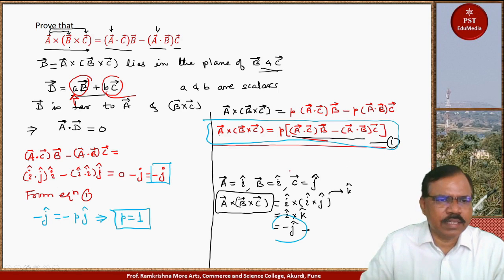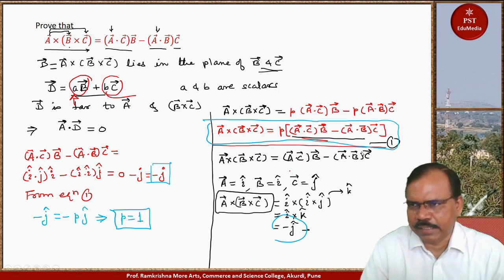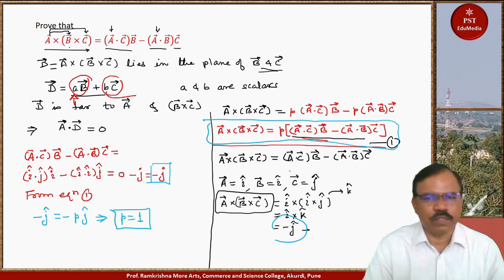So if we use P is equal to 1 in equation 1, we will get A cross B cross C will be equal to P, which is now 1. So we will get A dot C multiplied by B minus A dot B multiplied by C. This is the vector identity. We have proved this. Is it clear to you?